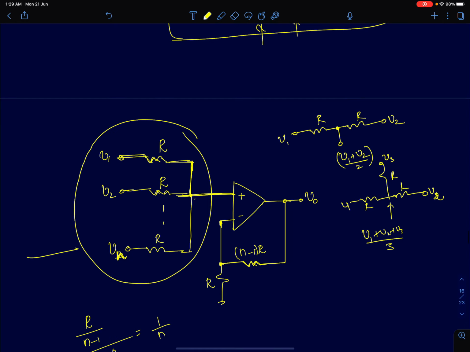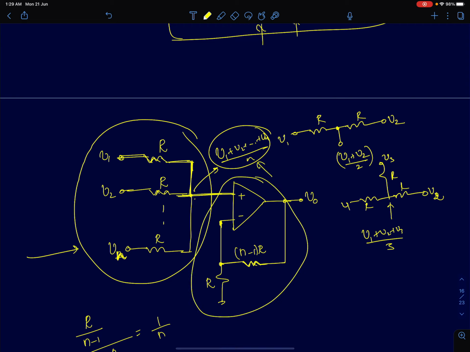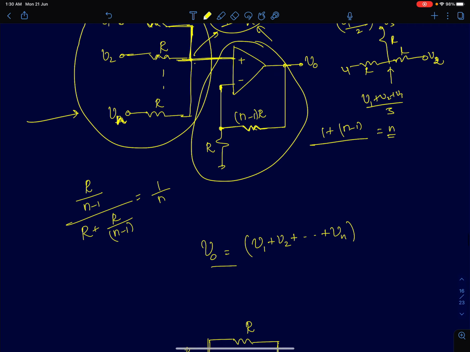So what I've done here is I've connected n voltages and resistors. The voltage at this node is going to be (V1 plus V2 plus so on plus Vn) by n. It's an average of the n voltages. All I need to do is get rid of this factor n. So I've designed a non-inverting amplifier with a gain of 1 plus R2 by R1. In this case it's going to be 1 plus (n minus 1)R by R, so it will be 1 plus n minus 1, which is n. So what you get at the output is the sum of n voltages.